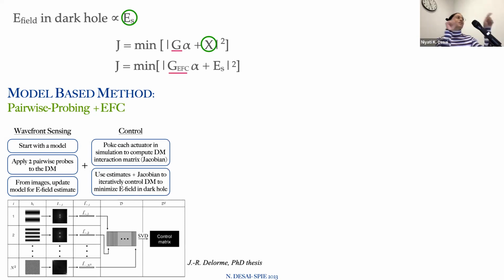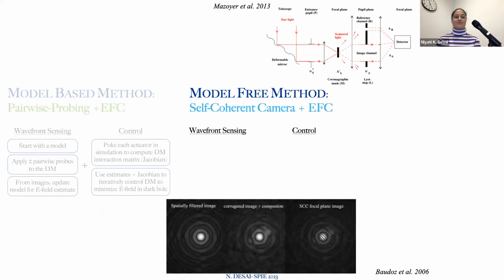We do that here by poking each actuator on the DM, but since we have a model of the system, we can do that really quickly because we have a model of what happens. So you just poke each probe on your DM in simulation. It's really fast to get a Jacobian, and really fast to start doing the control steps because you've got your estimate. And you iteratively go through getting your estimate, poking the DM, getting your estimate, poking the DM, minimizing that electric field. Pretty simple for the method that we've been doing and the terminology. I think it's going to get only more confusing from here.